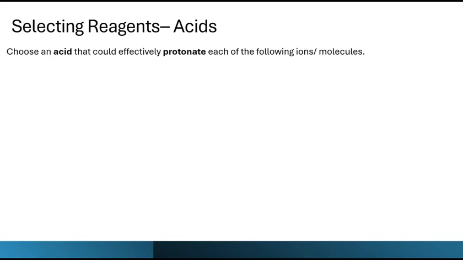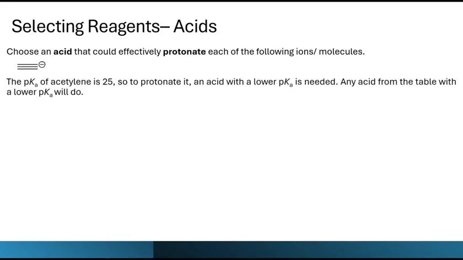When we choose an acid that can effectively protonate each of the following molecules, we have to consider the pKa value of each. So consider this carbanion. Because acetylene, the protonated form, has a pKa of 25, we need an acid with a lower pKa. Any acid from the table with a lower pKa will do. How about this one here?